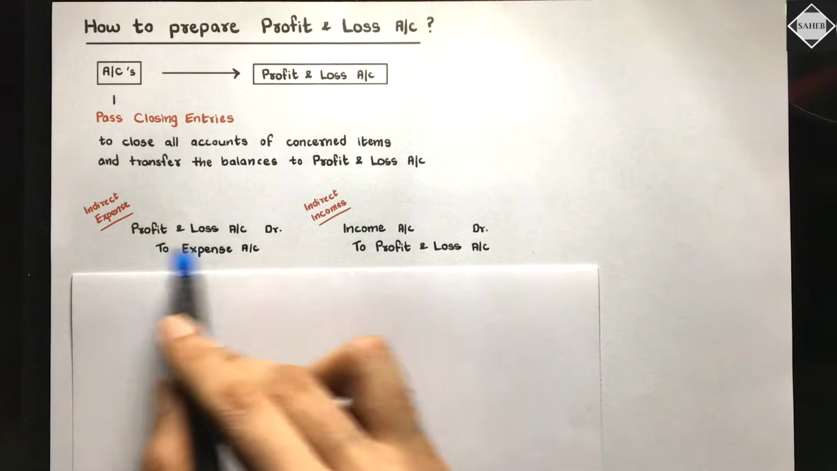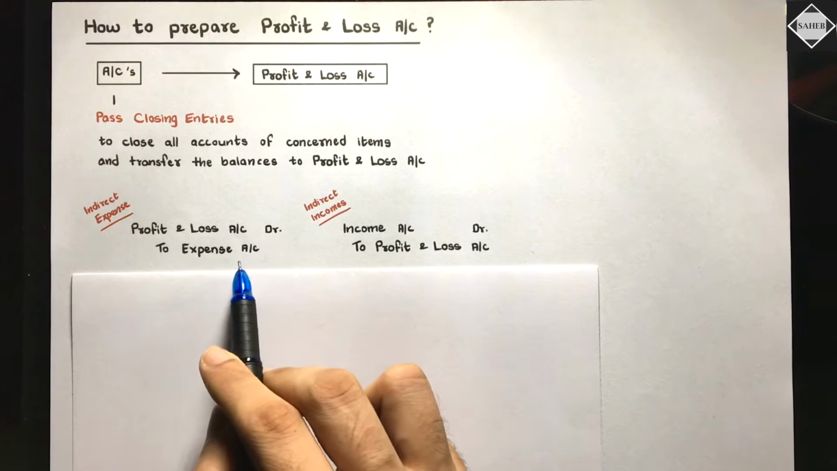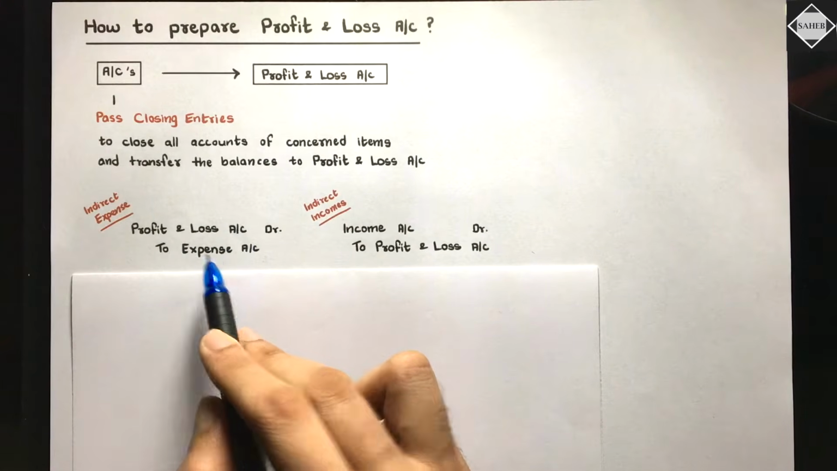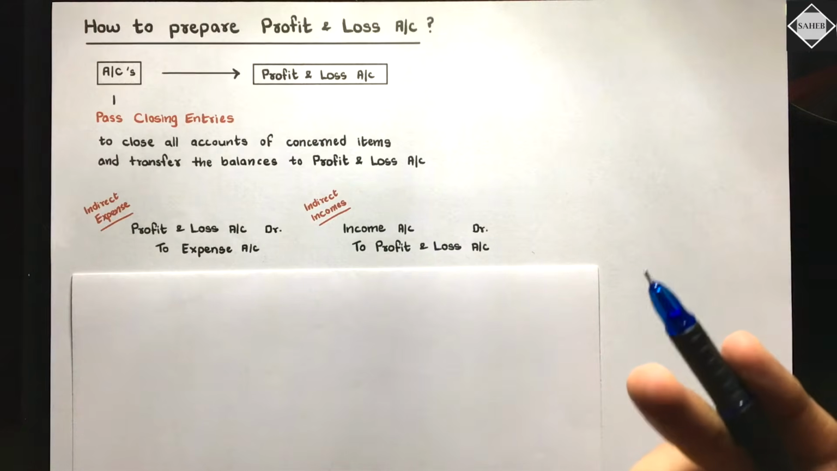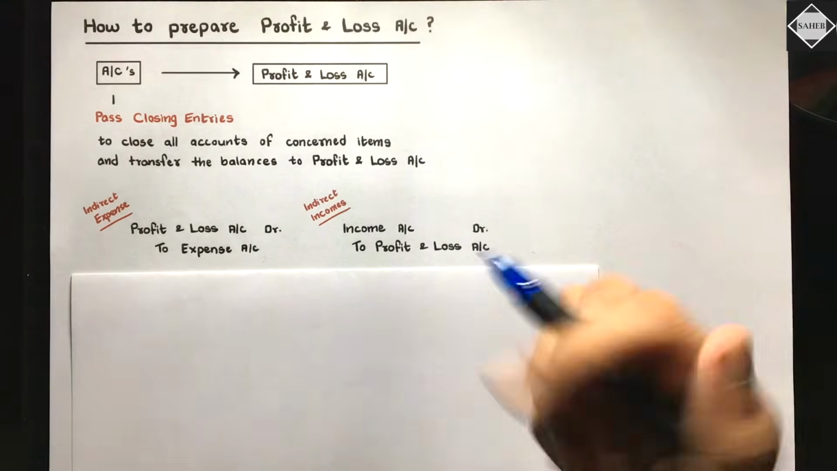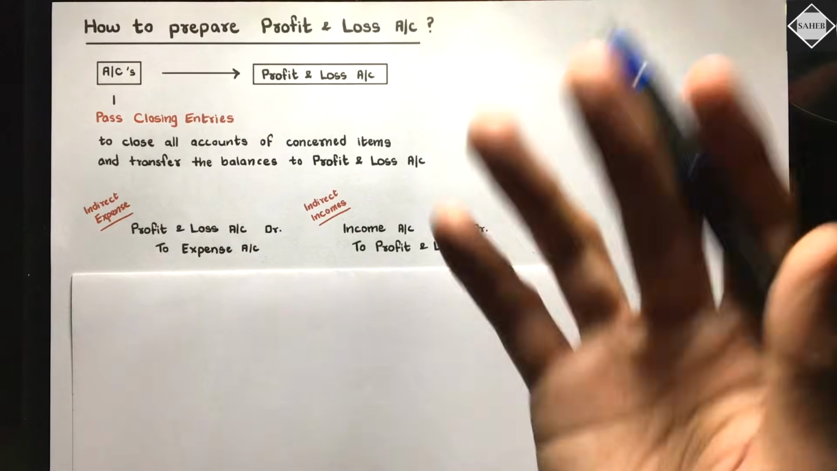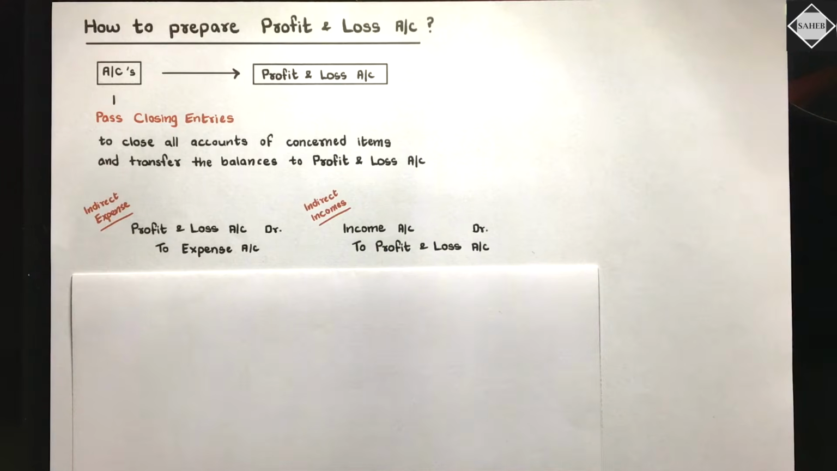Now what are the examples of this? Examples are really simple. Profit and loss account debit to bad debts, profit and loss account debit to depreciation. Let's just say you have paid interest, profit and loss account debit to interest paid, like that. For income, let's just say discount received to profit and loss. Let's just say, for example, you have received interest, interest received to profit and loss. Let's just say, for example, you have received dividend, dividend income to profit and loss, like that you have to take.